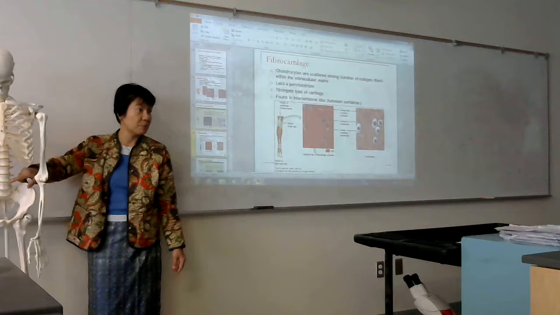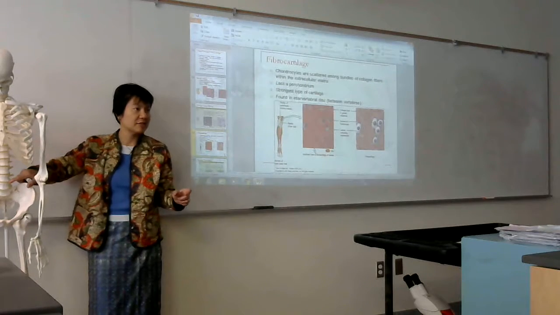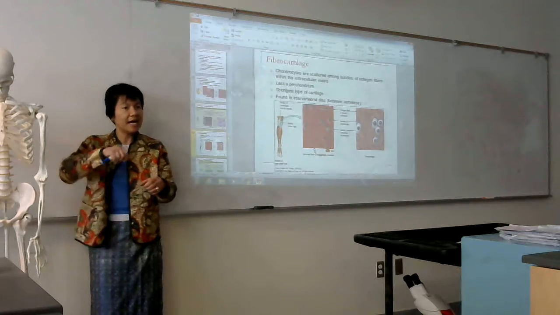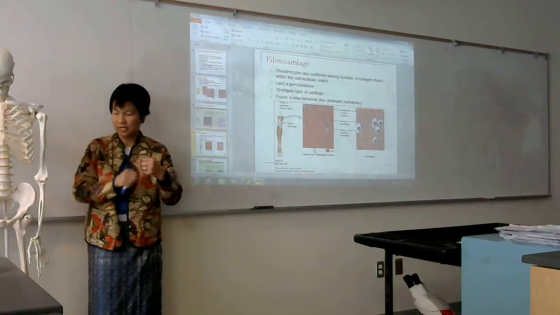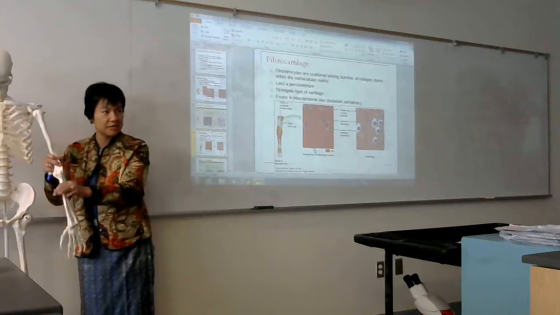It's mainly for support and stronger than your hyaline cartilage. The hyaline cartilage is mainly to prevent friction. It's smoother. So in your joints, there's hyaline cartilage there.